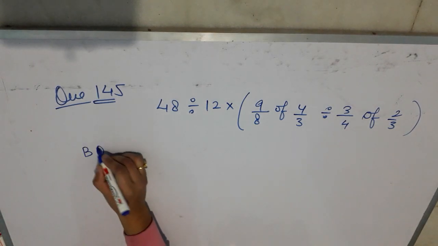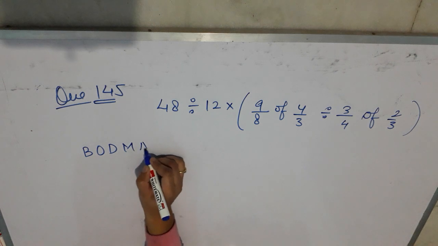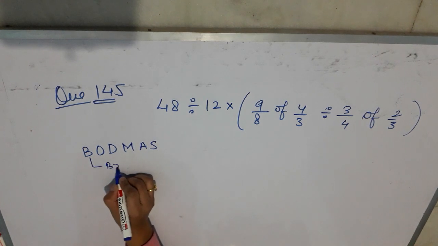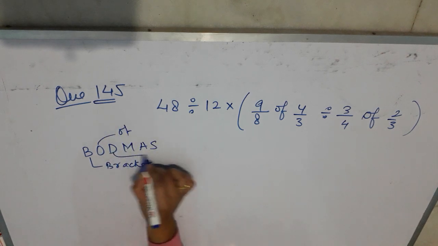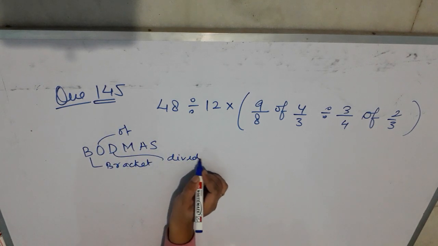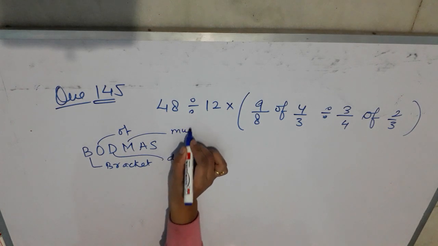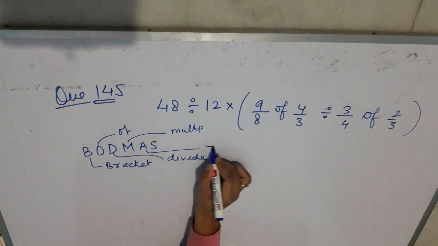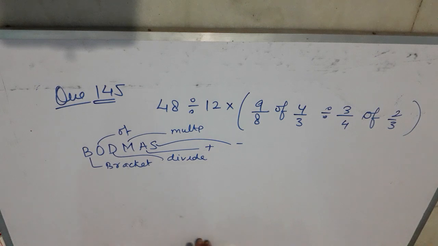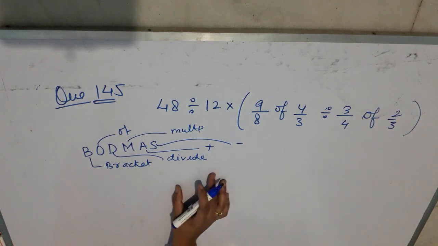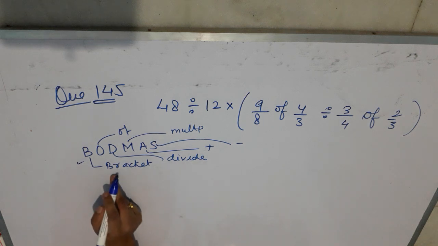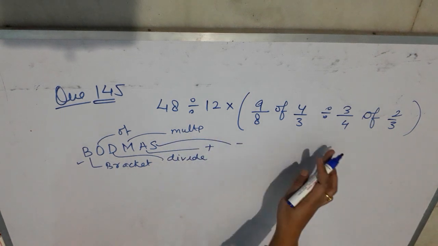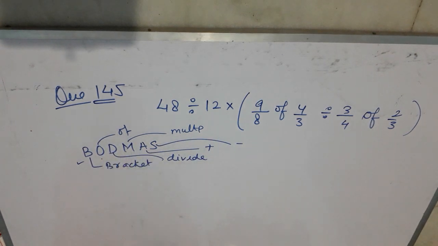The BODMAS method is: B means bracket, O means of, D means divide, M means multiply, A means addition, and S means subtraction. Whenever you are doing any simplification, you have to do it in this order. First you have to solve the bracket if there is one, and then you have to solve the of.